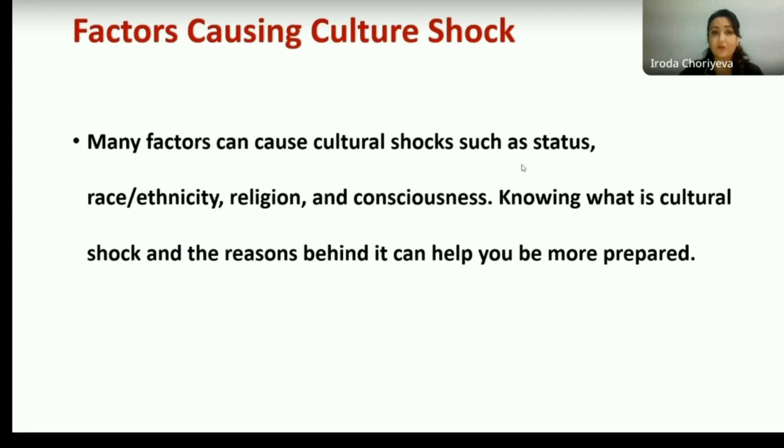And there are some factors causing culture shock. Many factors can cause culture shock, such as status, race, ethnicity, religion, and consciousness. Knowing what is culture shock and the reasons behind it can help you be more prepared for culture shock.